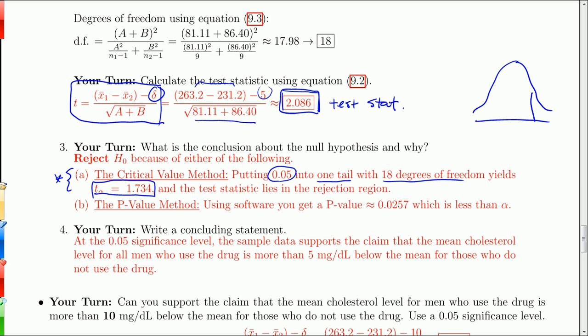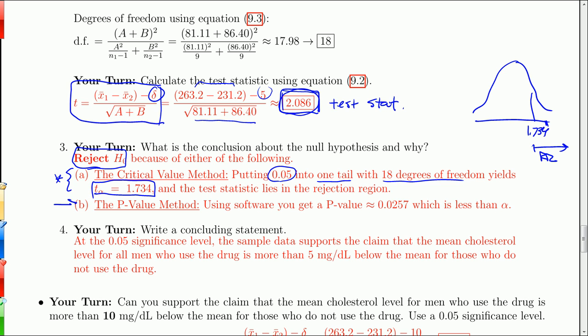On the right, I would have 1.734, and everything to the right of that would be in the rejection region. My test statistic, 2.086, is in the rejection region, right? My test statistic is over here, so that's good. I get to reject the null hypothesis.